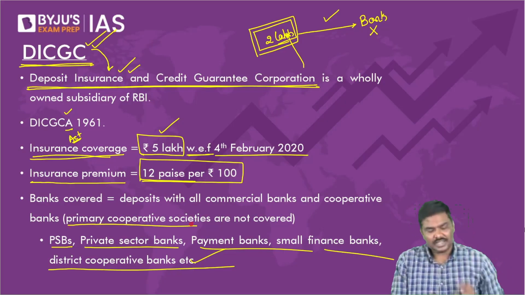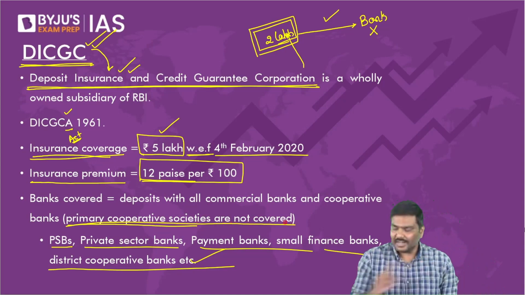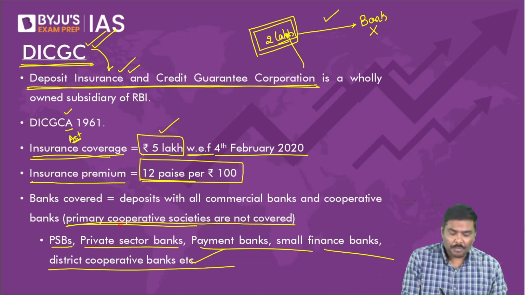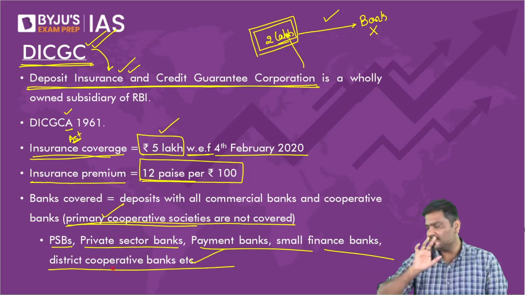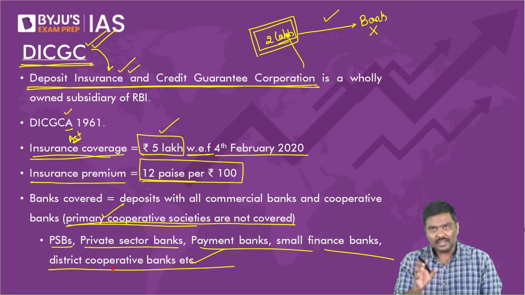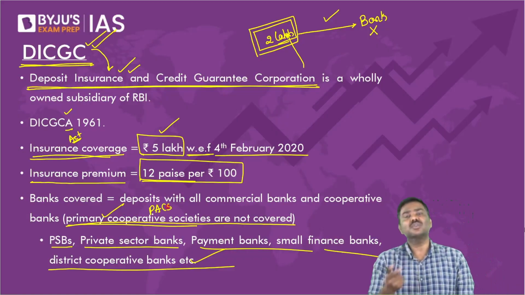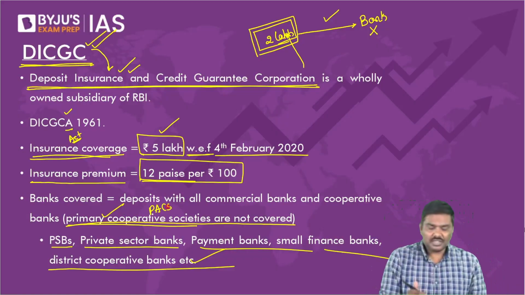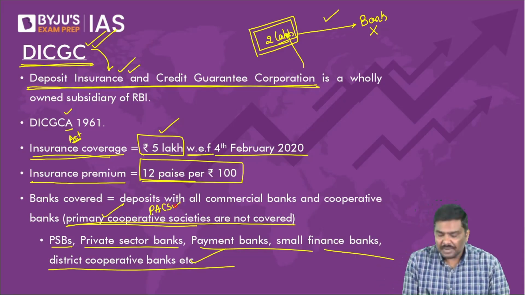But please remember this. We will discuss cooperatives today. We will discuss primary cooperative societies. The deposits collected by the primary cooperative societies, PACS, will not be covered under the DICGC. If you ask me why, PACS, in short, stands for Primary Agriculture Credit Societies. Why will the deposits collected by PACS not be covered under DICGC?